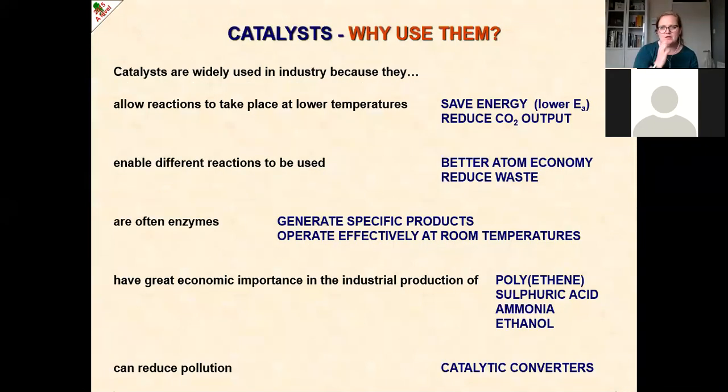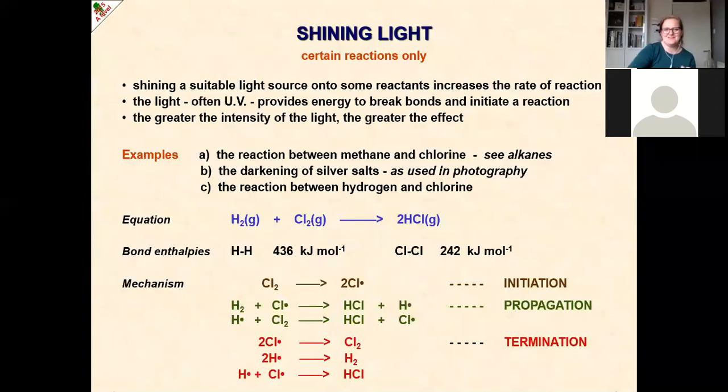Another thing we can do to increase the rate of reaction is shine lights. This doesn't work for everything, unfortunately. We can't just go around shining lights on everything, hoping that rates of reaction are just going to magically increase. It's only for certain reactions, and it needs to be a certain type of light source as well. So this is where we start to get quite picky with it. Shining a suitable light source onto some reactants increases the rate of reaction.